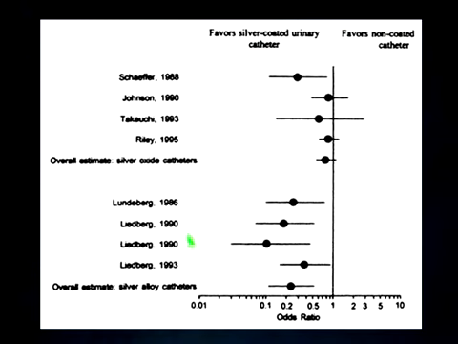Now let's look at the silver alloy guys down here. Is this one statistically significant? Yes. Is this one? Yes. This one? This one? Yeah, there's a tiny little space there. And then you do the meta-analysis, and it's statistically significant, okay? So what you could say is silver alloy catheters in these studies seem to reduce urinary tract infection, and it was statistically significant, okay?